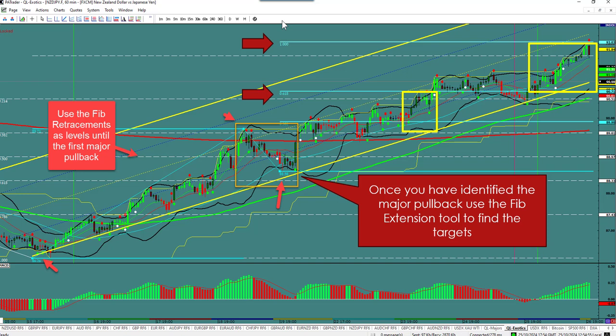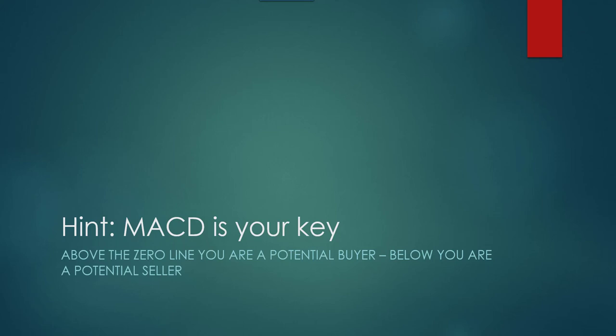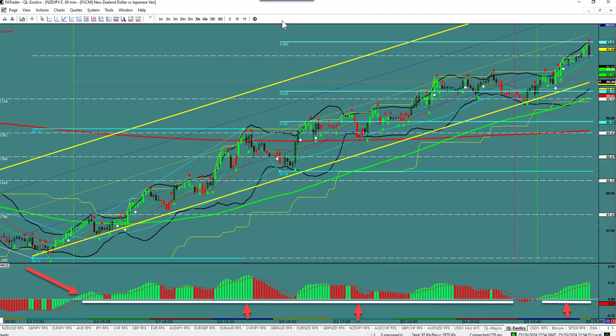That's because these fib levels are contested areas, but the space between them is uncontested. That is where the trade hides. So MACD is your key. If you're above the zero line, you're a potential buyer. If you're below, you're a potential seller. Obviously, direction is important to know here.